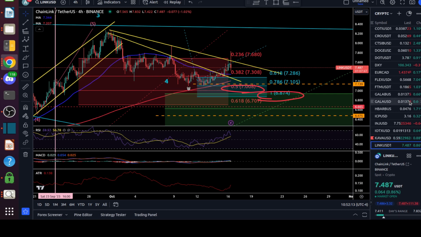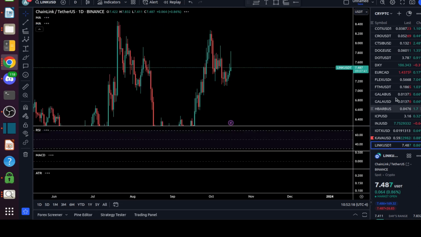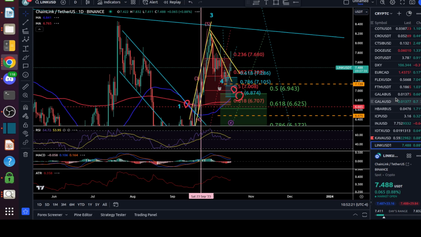For this example, this is Chainlink, and on the ATR here on the right side, you can see that, okay, now this is 4 hours. Let me go on the daily. So we can see that it's 35.8, so that's 36 cents to round it up.